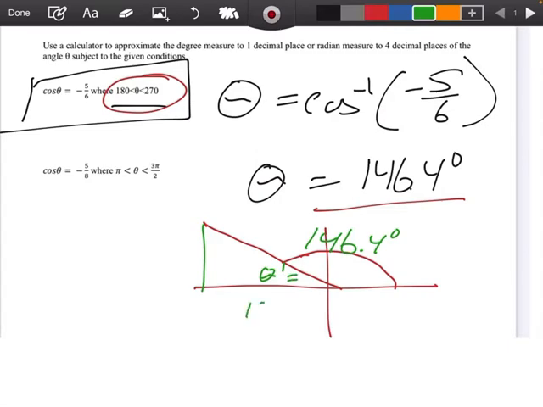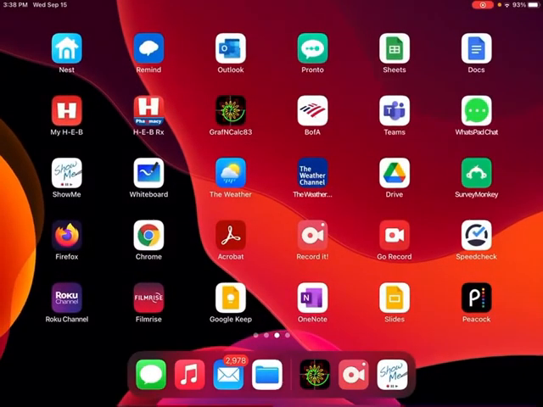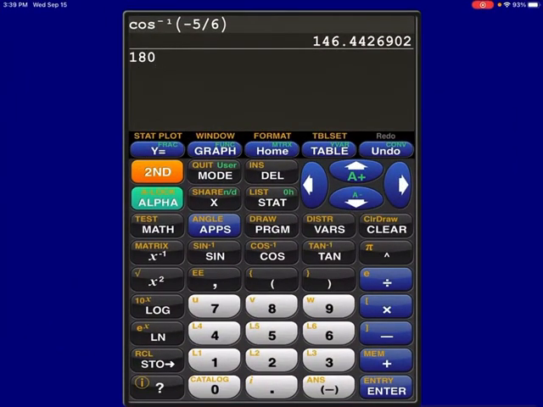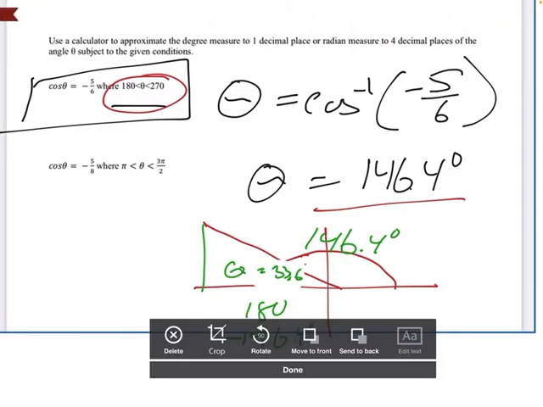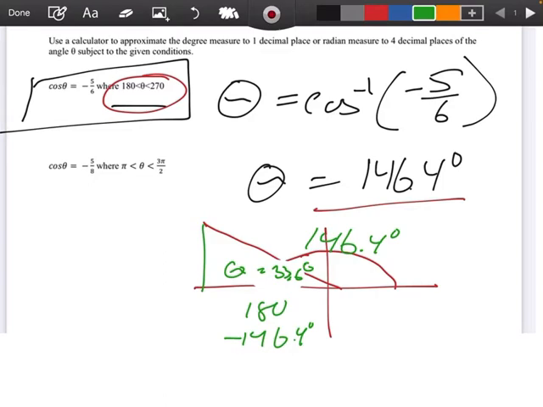The way I'm going to do that is I'm going to take 180 minus 146.4. Let me get my calculator. 180 minus 146.4, and that's 33.6. So this angle right here is 33.6 degrees. So what's that telling me?